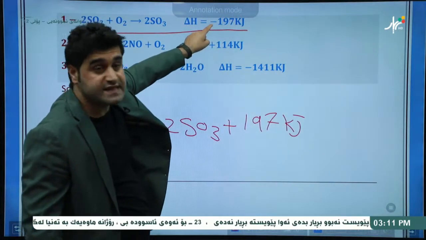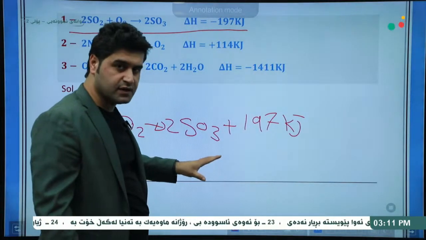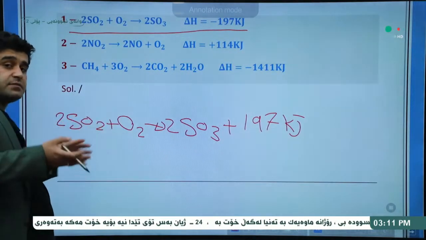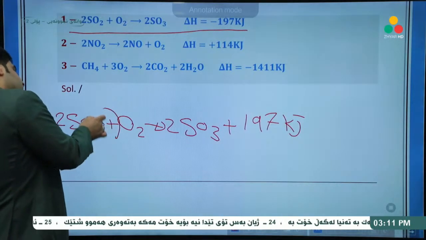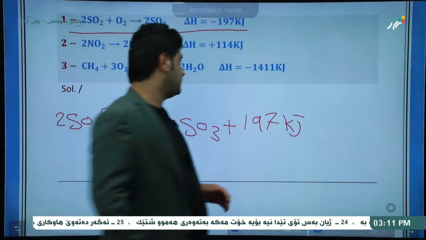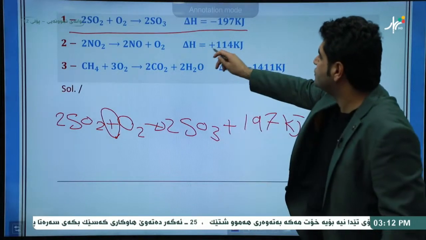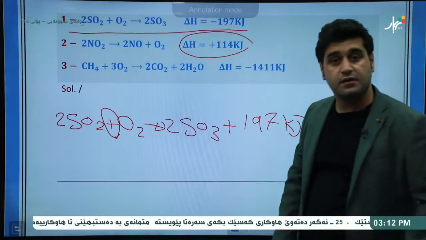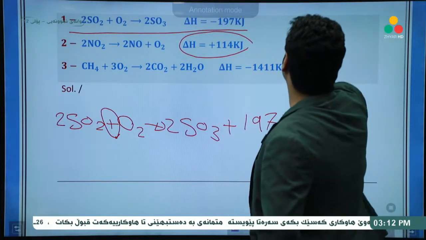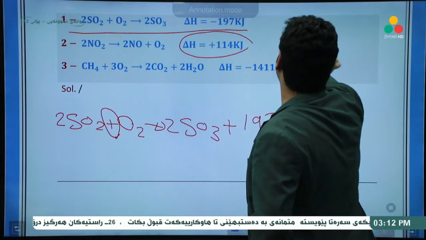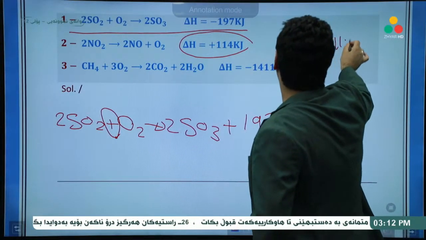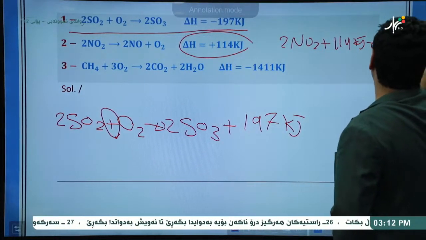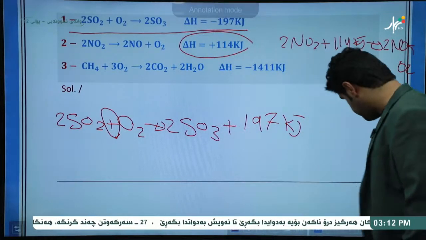Why? It was negative, but now it's positive. No, please, don't say that again. Here, as I told you, combining reaction components is done just by a positive sign. Another question, we have this reaction and this amount of energy. It's endothermic, so we write the energy with the reactants: plus 114 kilojoule, producing 2NO. It's very simple.